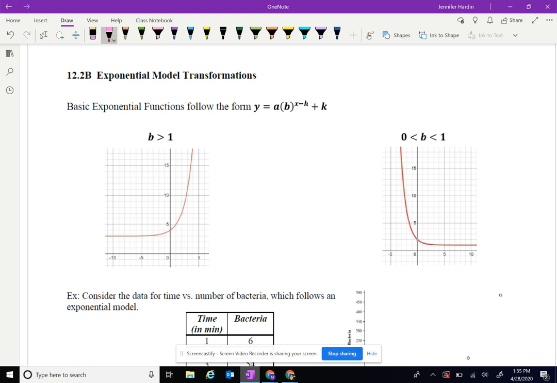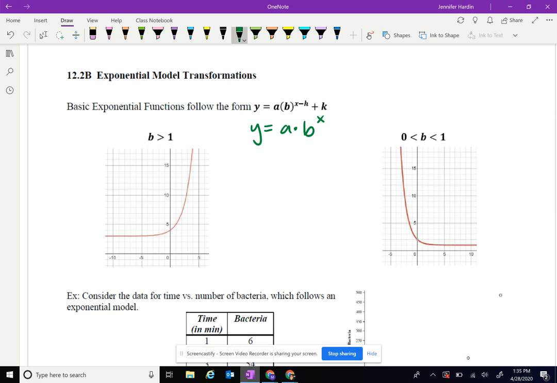Hey guys, today we're back looking at 12.2 again, but today we're going to be looking at exponential models. So if you collect data and you notice that it has a curve to it, one of the options might be that it's exponential growth or exponential decay. So again, in its basic form, we might have something like y equals a times b to the x power.